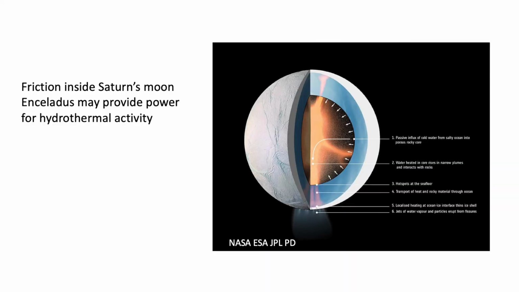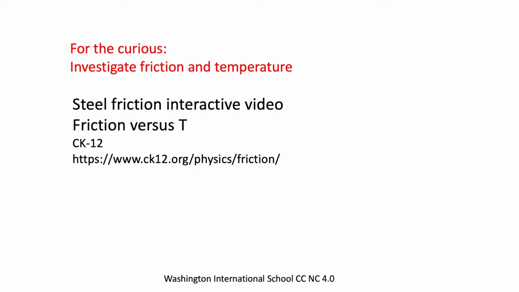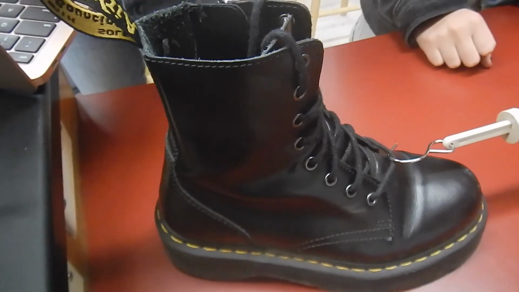Out of interest, friction inside Saturn's moon may provide power for hydrothermal energy. So interesting things happening within moons and indeed within planets as well. And for the curious, again, you can search friction versus temperature CK-12 or put in the URL to do that activity.